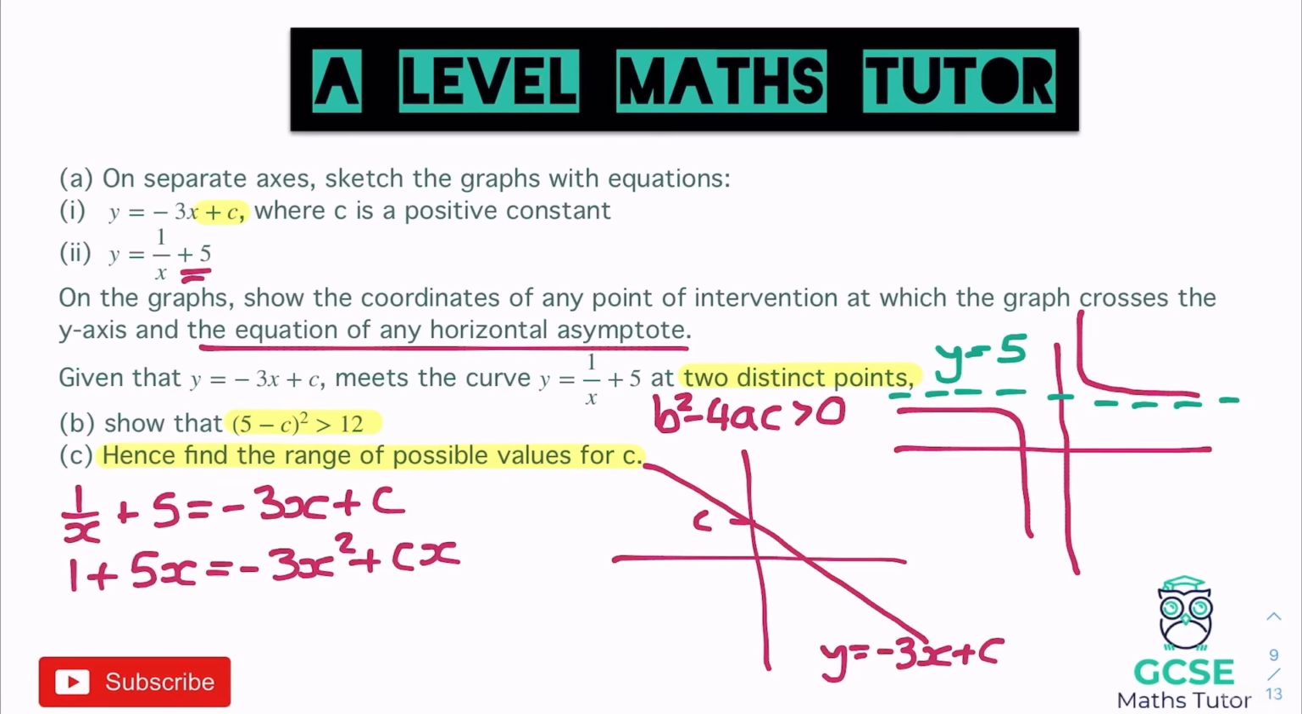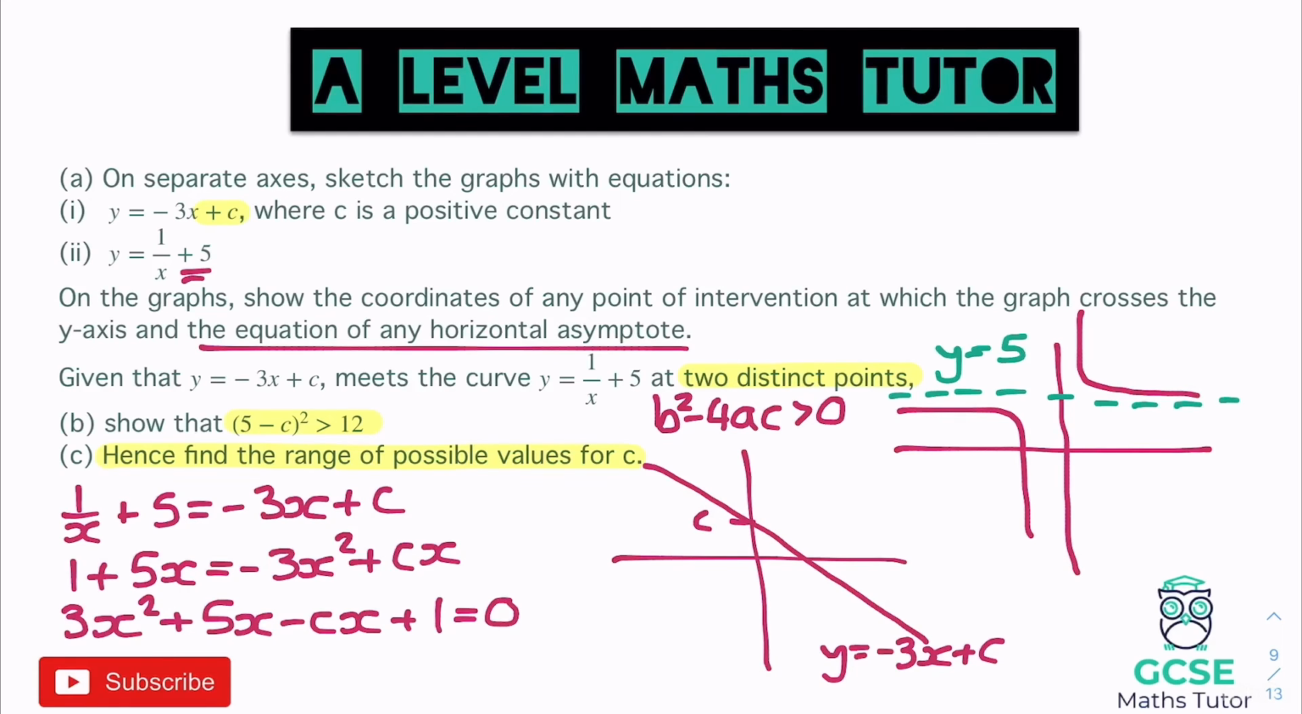I'm going to write the 3x squared at the start, so we get 3x squared, and then we've got the 5x, so plus 5x, minus the cx that we're going to move over, and then plus the 1 that we already have over there, and that all equals 0. So now we have a quadratic that we can look at, okay?